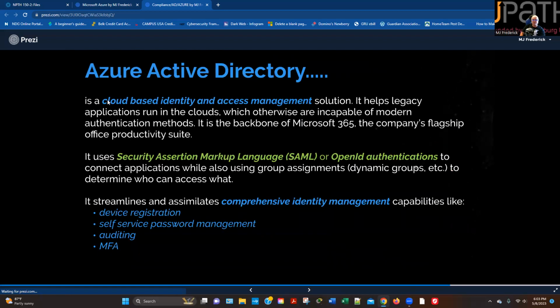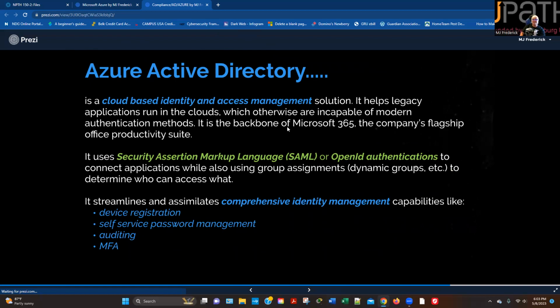Now, with Azure Active Directory, again, this is a cloud-based identity and access management solution. That's what Azure means, as opposed to just Microsoft Active Directory, which is on-premise. Azure makes it both. So it helps legacy applications, which are older computer systems, run in the cloud, which otherwise would be incapable of doing this authentication method.